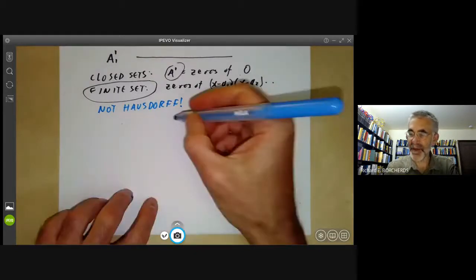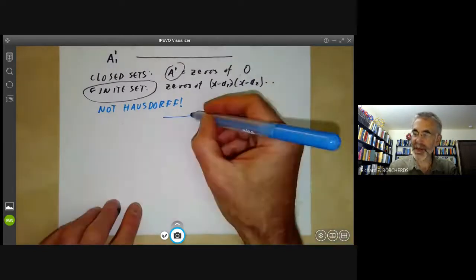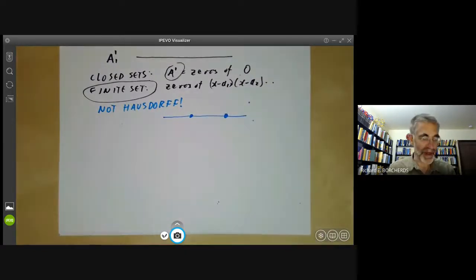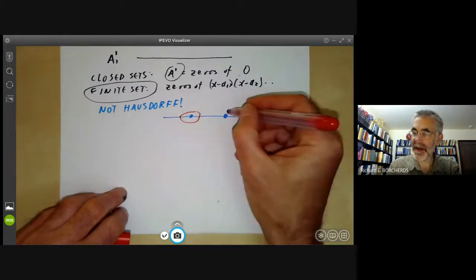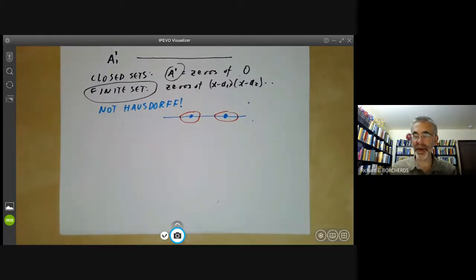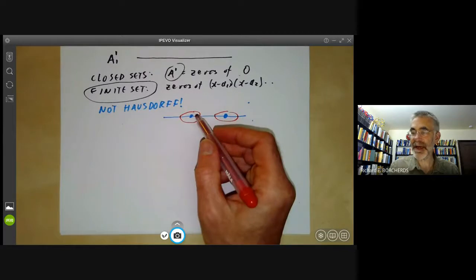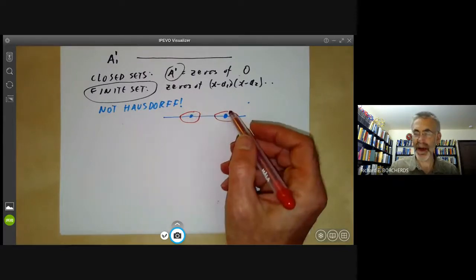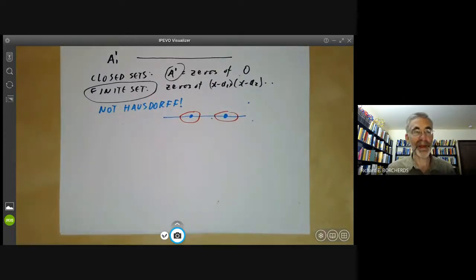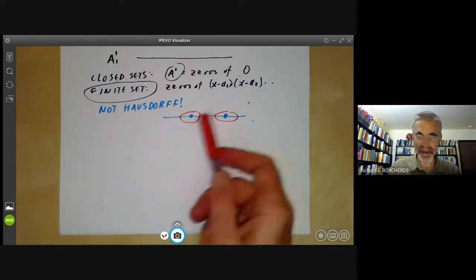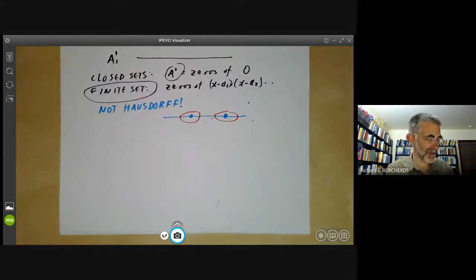For instance, if you take a line and take two points on it, if it were Hausdorff, we would have to be able to find open sets containing each of these points that are disjoint. But the trouble is, the only open sets contain all but a finite number of points. So any two open sets have an infinite number of points in common, unless they're empty. That's again assuming that we're working over an infinite field. Over a finite field, this happens to be Hausdorff, but that's a bit misleading.